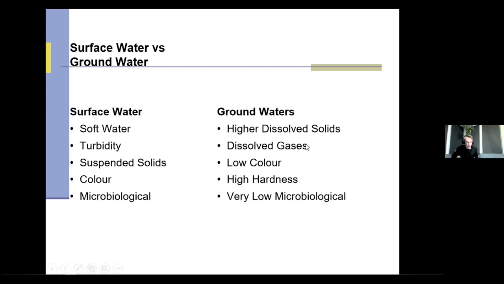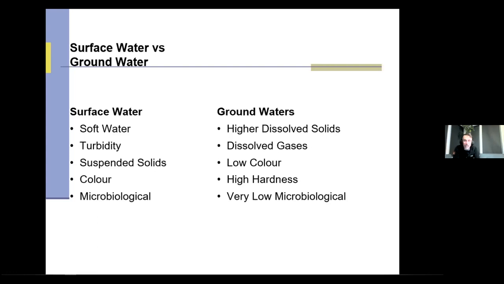Let's switch over to groundwater here. The thing with groundwater is that it was surface water at some point. It made its way into the ground and it's been traveling. It could travel through the ground for hundreds of years.